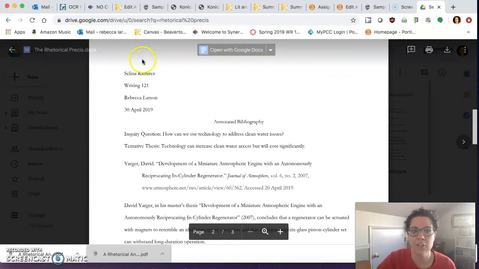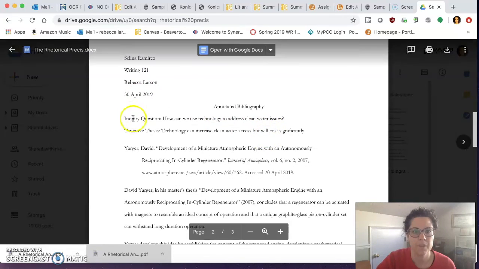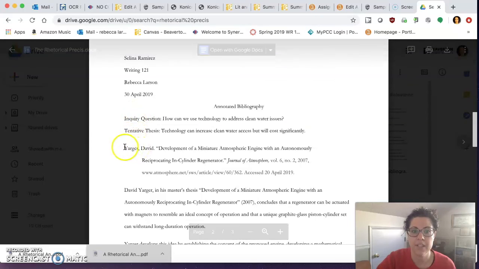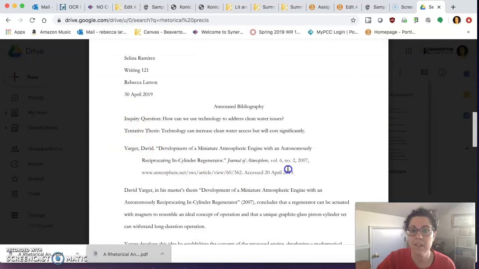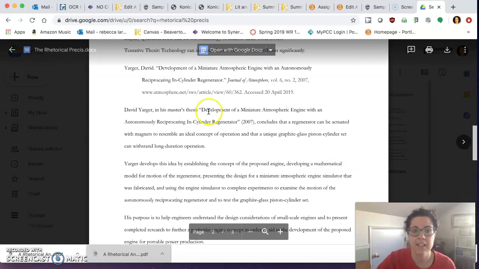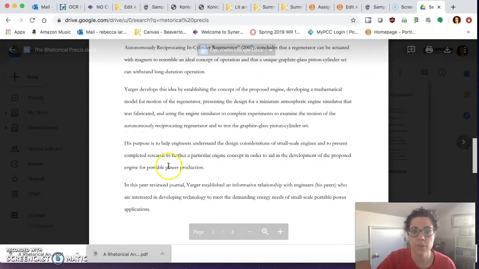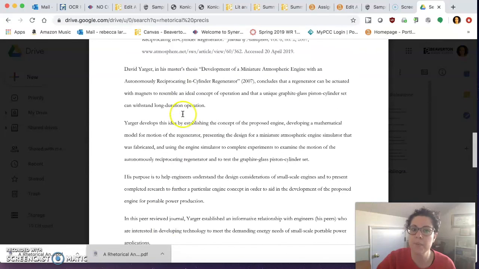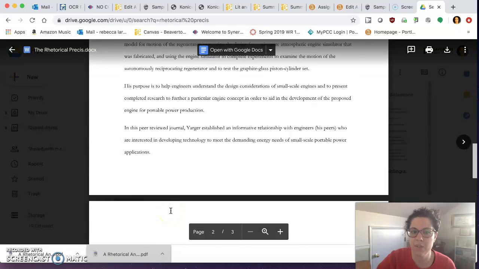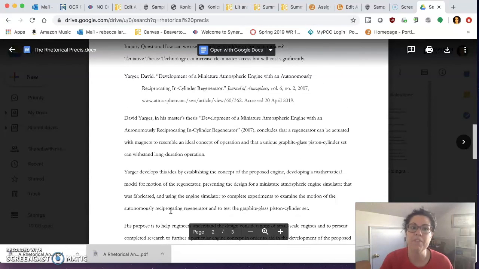And then on the back, it shows, right, double spaced, annotated bibliography, inquiry question, tentative thesis. It has your work cited. And then it has the 4 sentences, 1, 2, 3, 4. There's no need to number the sentences, but you do see how it's paragraphed out for each of them. So these will be physically long.